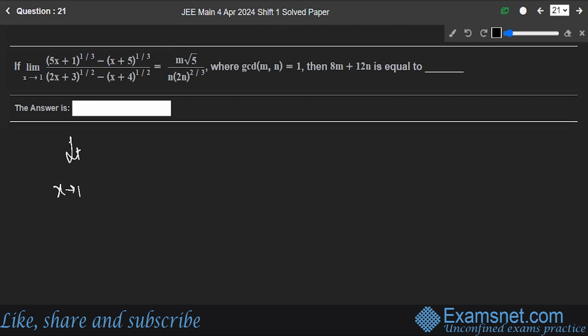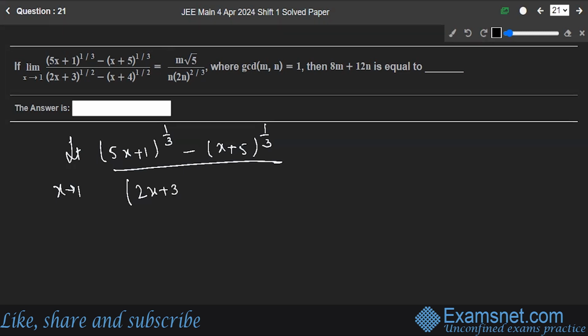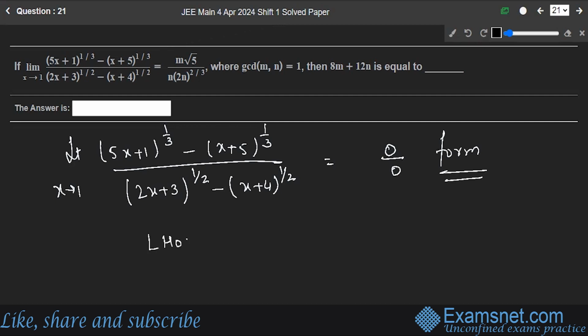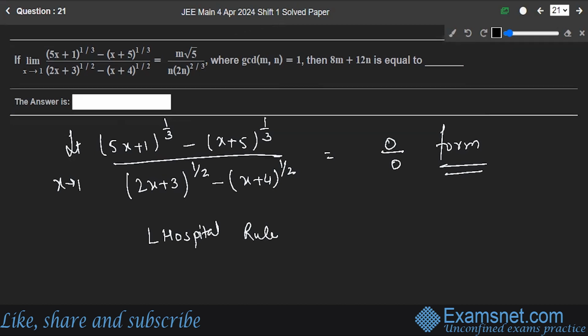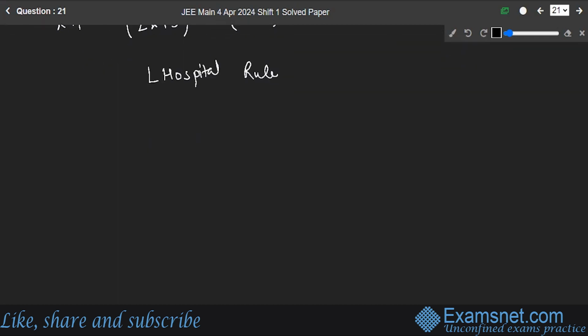Limit x approaching 1, (5x plus 1) raised to power 1 by 3 minus (x plus 5) power 1 by 3, divided by (2x plus 3) power 1 by 2 minus (x plus 4) power 1 by 2. See, this is a 0 by 0 form. That means what we have to do? Yes, we will apply L'Hospital's rule. That means I will take out the derivative of the numerator and the denominator. So this will be limit x approaching 1.